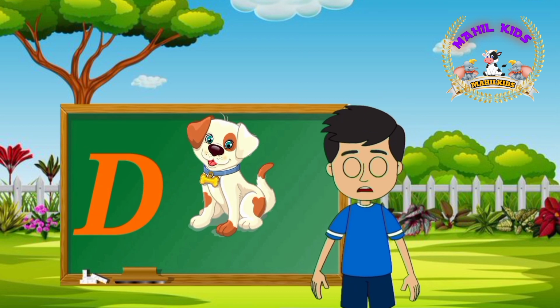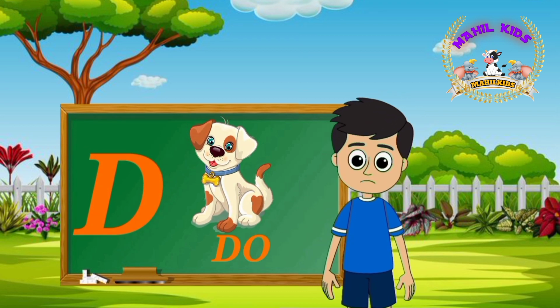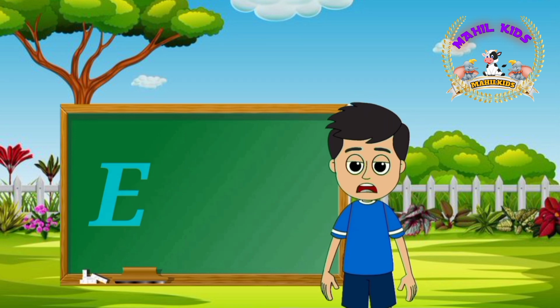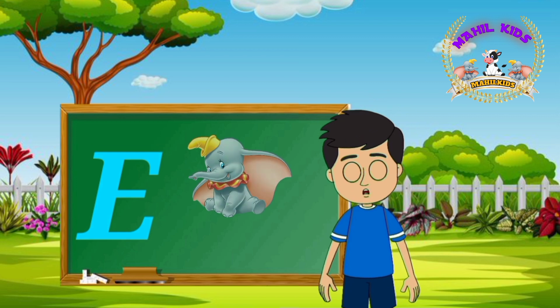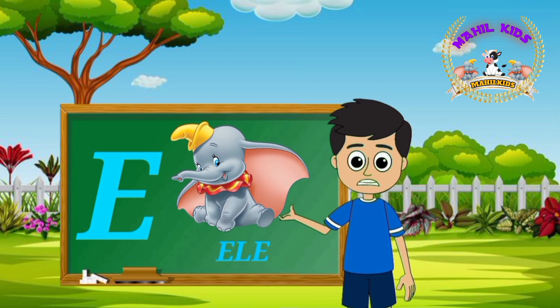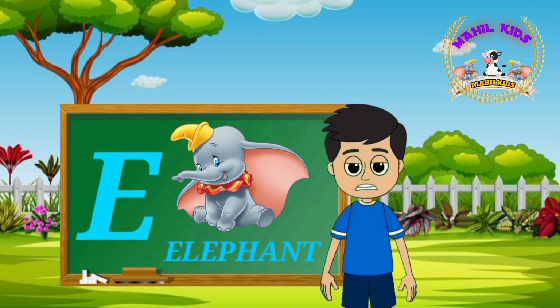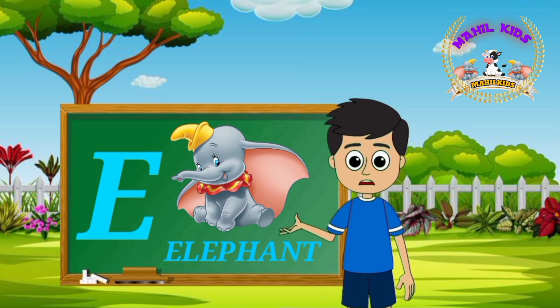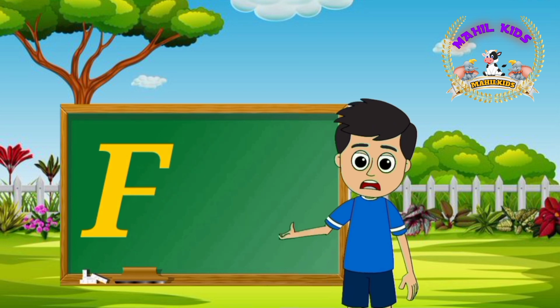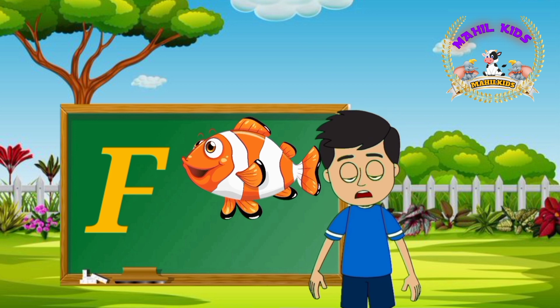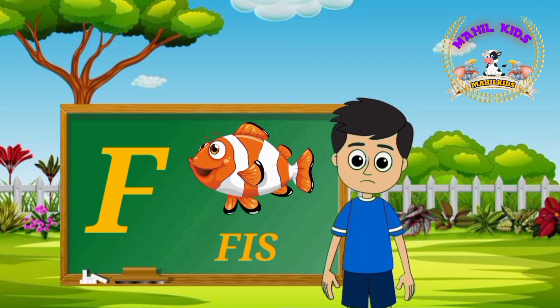D for dog. D O G dog. E for elephant. E L E P H A N T elephant. F for fish. F I S H fish.